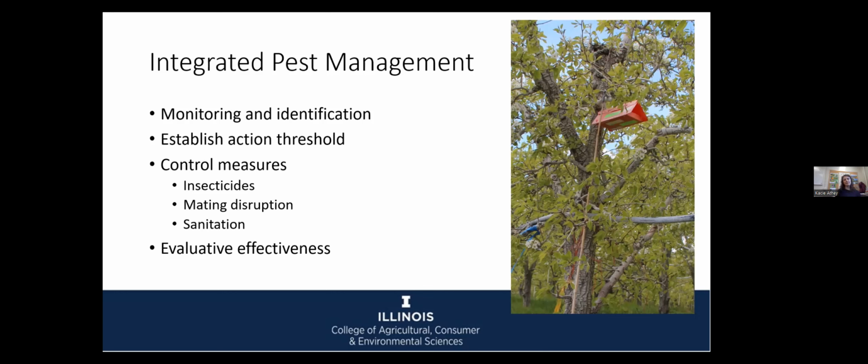And then the last step is to evaluate effectiveness. The most common way that we do this is yield or damage to fruit. You can, of course, continue to monitor. And one of the ways you can evaluate the effectiveness is if the next year you have fewer pests, you may have been effective at knocking down those populations the year before. And so these are the steps of IPM that we use when doing any kind of pest management.